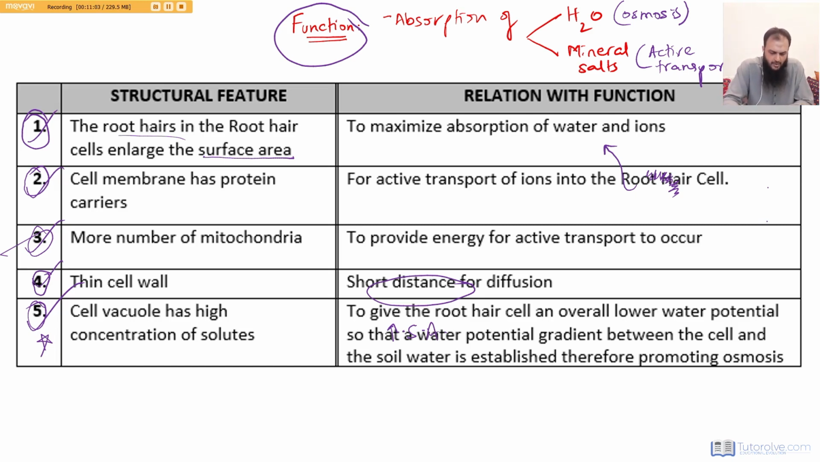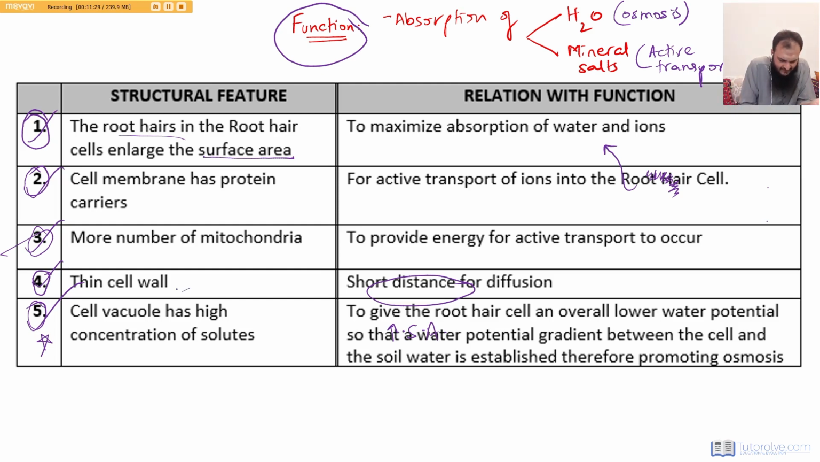Point number 3, many mitochondria. Again, let's ask this question: how does the fact that this root hair cell has many mitochondria help in the function of absorption of water and mineral salts? Well, the answer is that the more mitochondria, the more respiration, and therefore the more energy is released, and therefore easier active transport. Alright, thin cell wall.